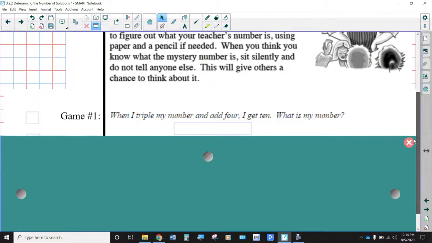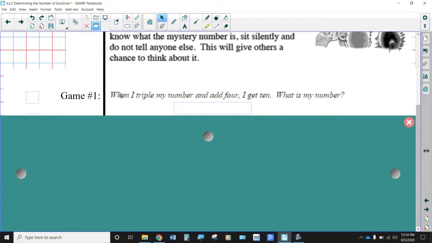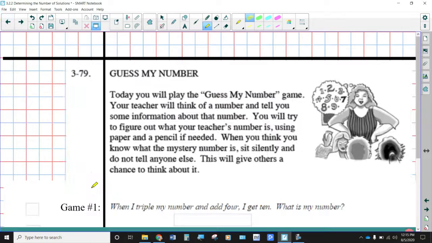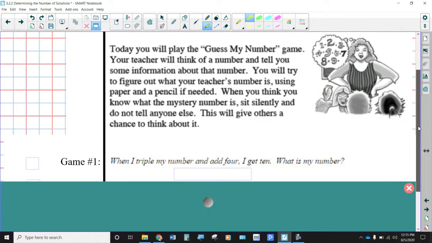Okay, so this is what I would like for you to do. I would like for you to copy down this statement. When I triple my number and add 4, I get 10. Now, as we're going through and solving these problems, let me skip forward to the next page. Generally, it's a good idea to start by writing an equation, and then solve that equation, going through each one of the steps, and then go back and declare what your answer is. Okay, so what would the equation be for this particular situation?